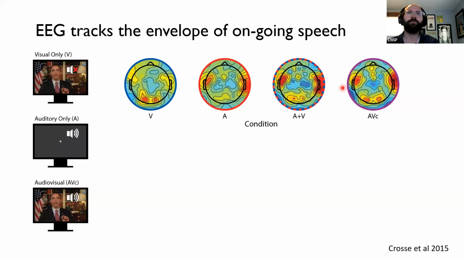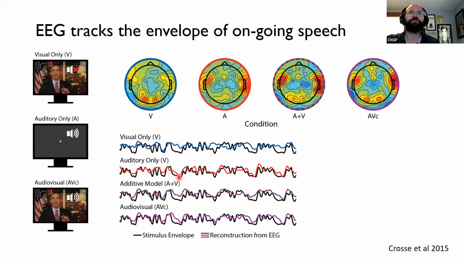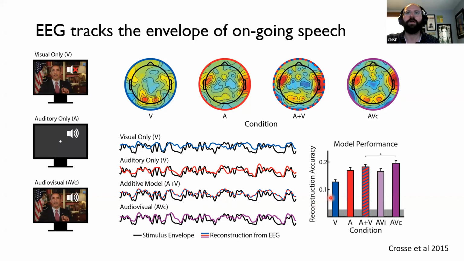And so what we find with these is that when we're reconstructing the stimulus, the visual model and the audio only model, they do fairly well. But when you combine them, they get better at reconstructing the stimulus. And when you combine them and when you fit them on audio visual stimuli, it gets even better still.